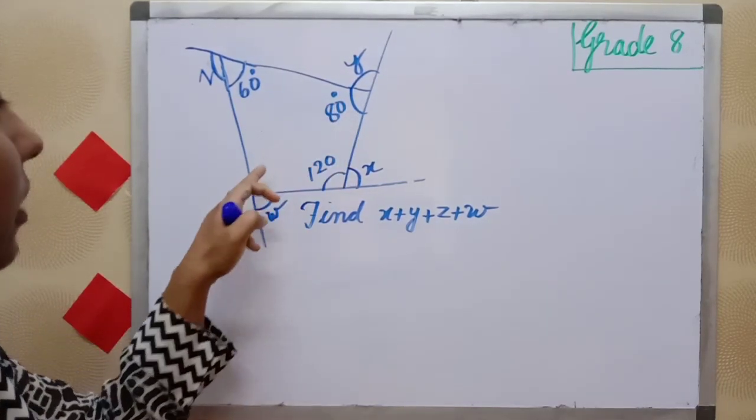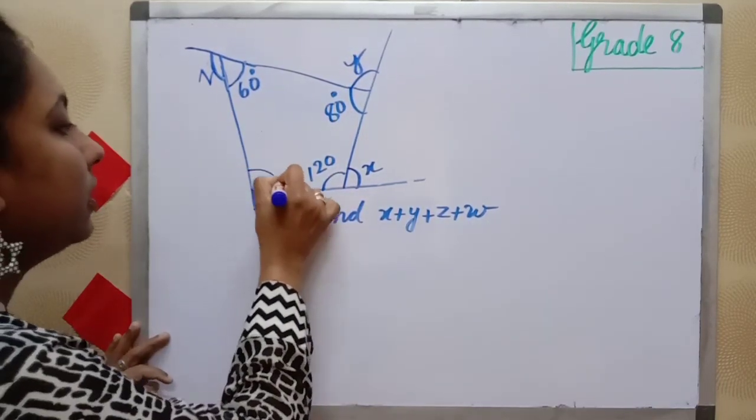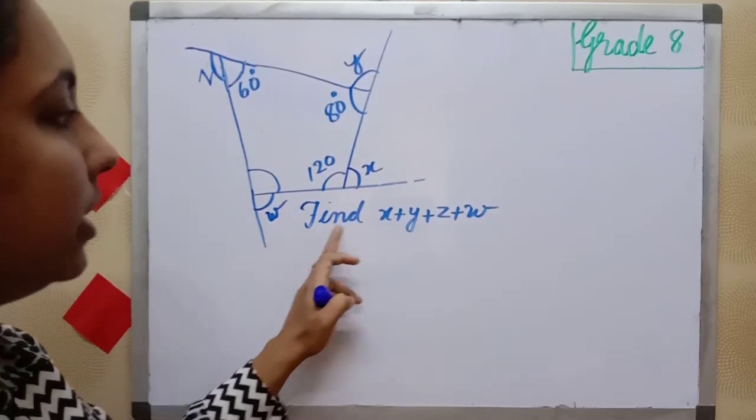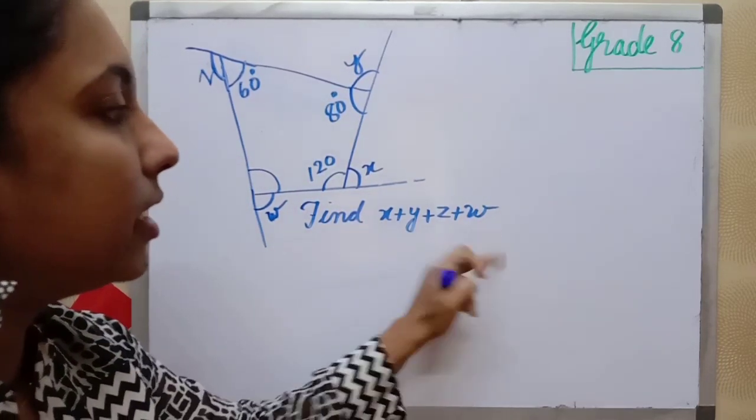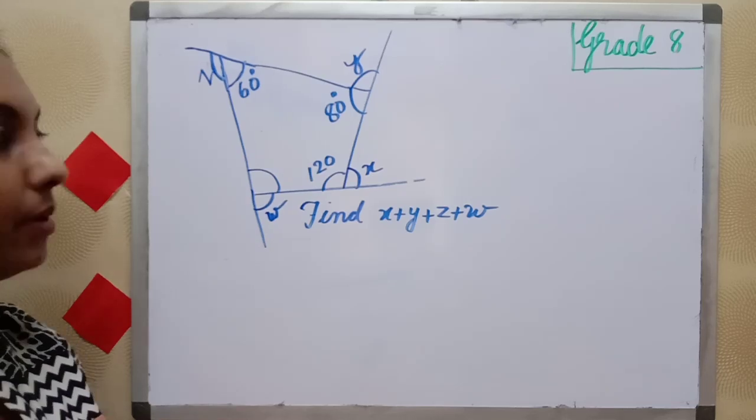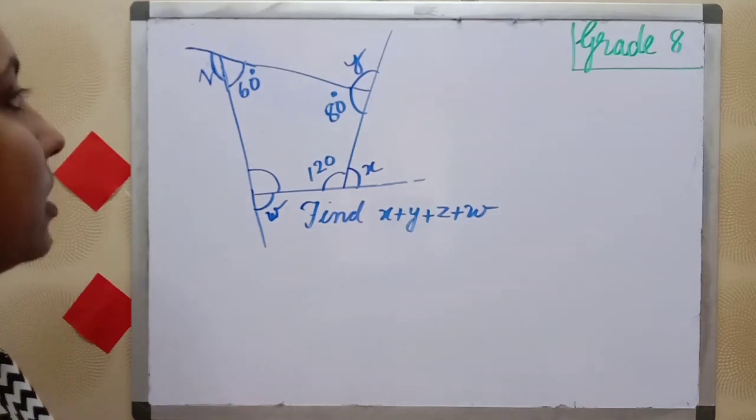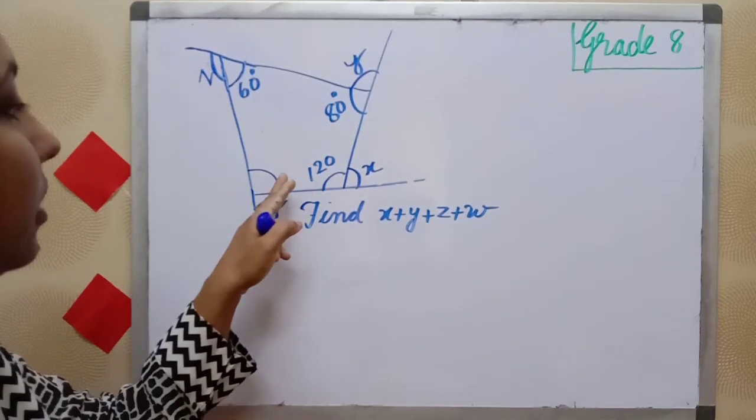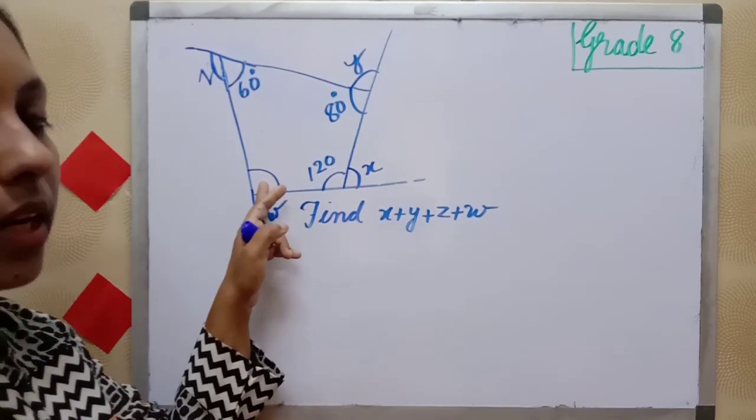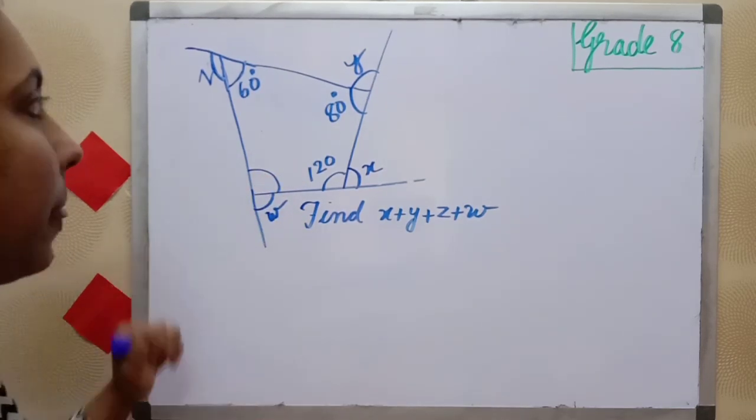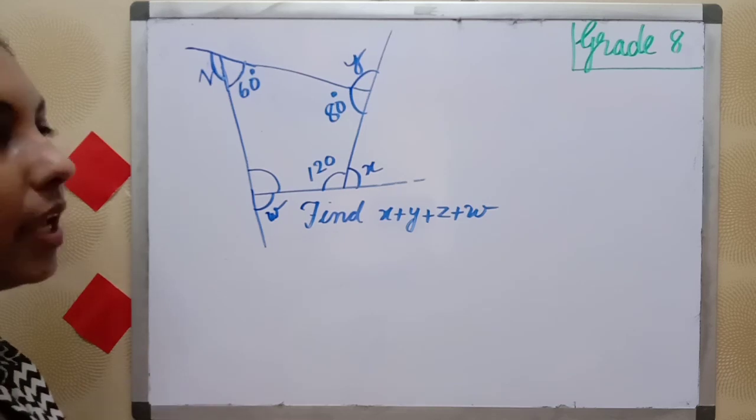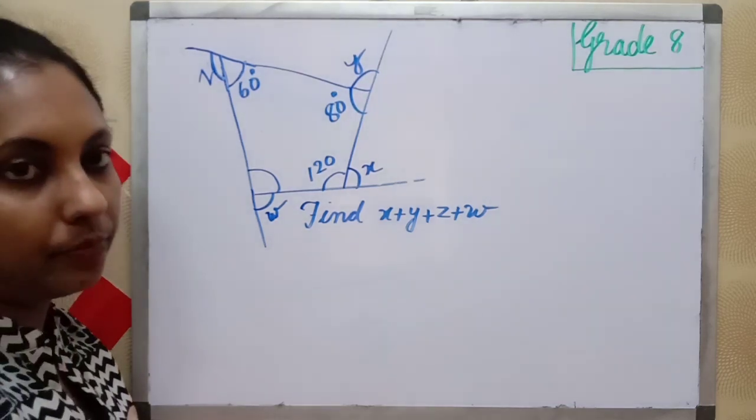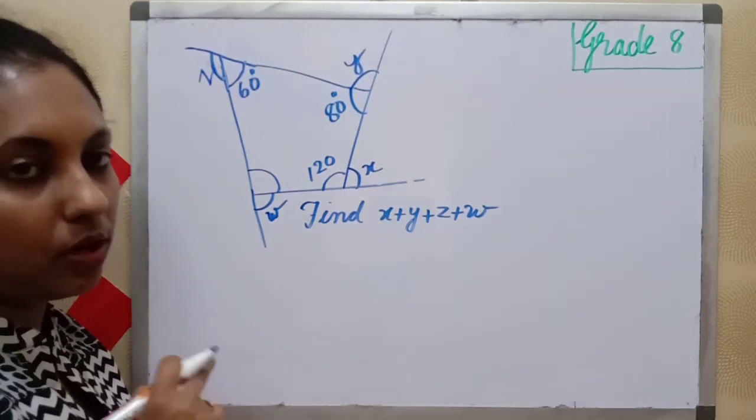So three angles are given. We have to find the fourth angle also. Find x plus y plus z plus w, that we have to find. First we have to find the interior angle. What interior angle is missing, that we have to find. So the sum of the interior angles of a quadrilateral, the previous question we have already done.